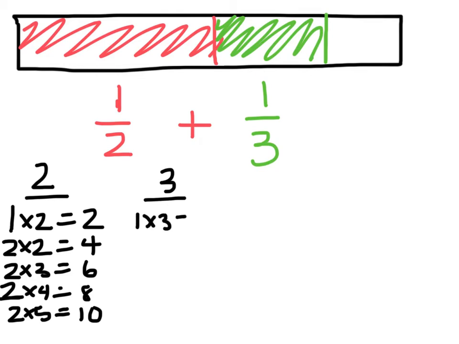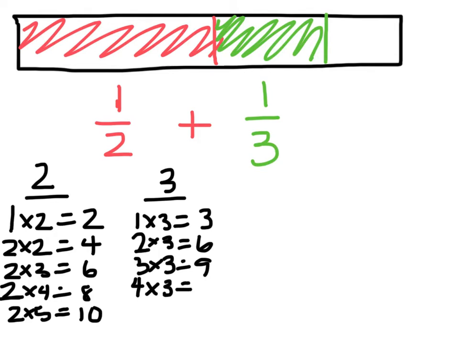1 times 3 equals 3. 2 times 3 equals 6. 3 times 3 equals 9. 4 times 3 equals 12. And 5 times 3 equals 15.